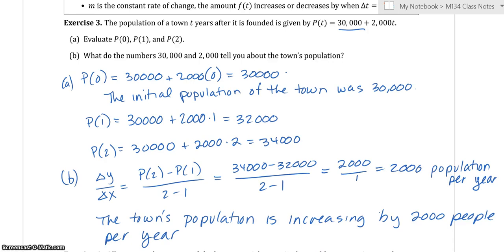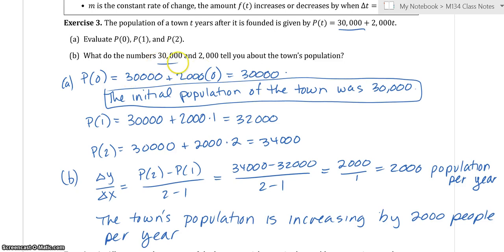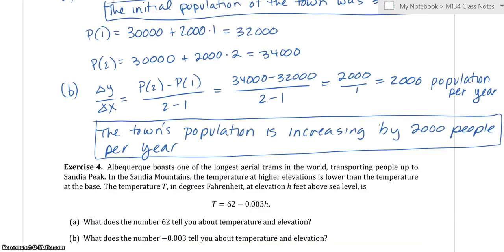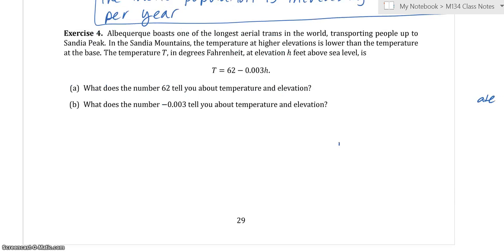So that is what part B is. What does the 30,000 tell you? It's the initial amount. And what does the 2,000 tell you? It's the rate of change. So try exercise 4 and go to the next video for the solution.